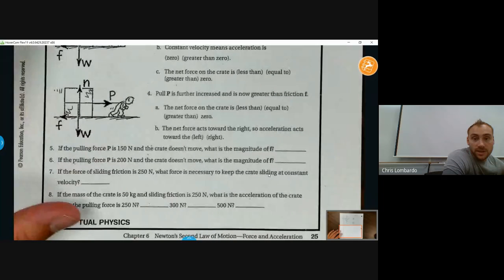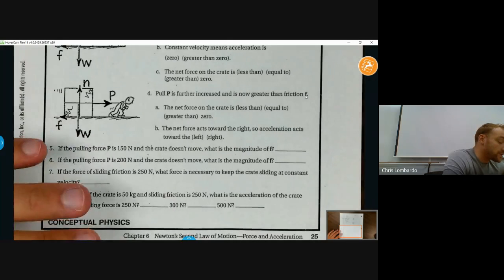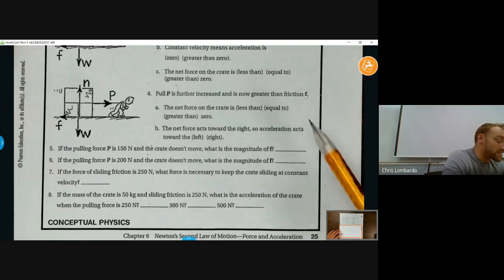Number 4, pull force is increased and is now greater than the frictional force. So now it has a net force that's not 0. It's greater than 0. And if the net force is acting to the right, the acceleration is going to the right.